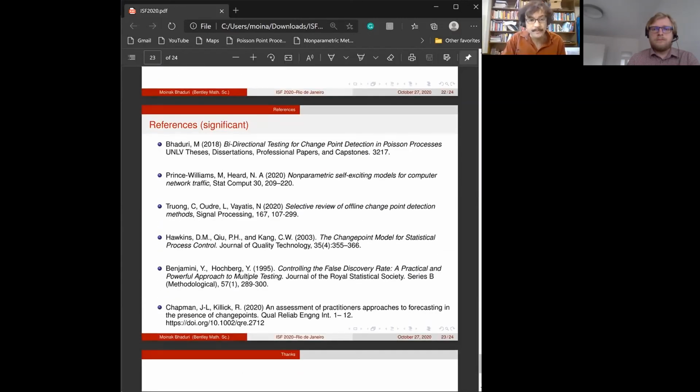Some references. The first describes the change detection algorithm in greater detail, and these two would be the review articles that I talked about.